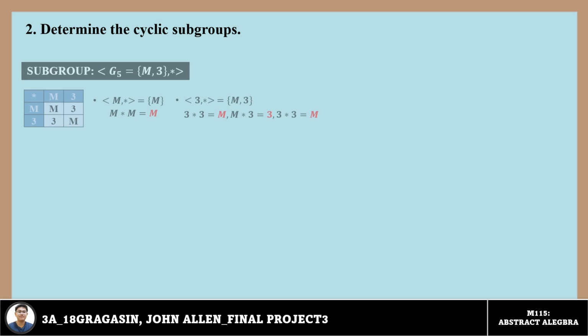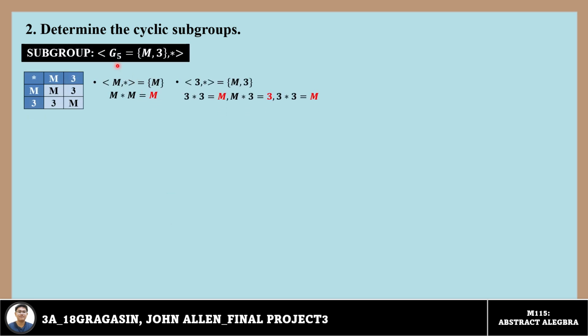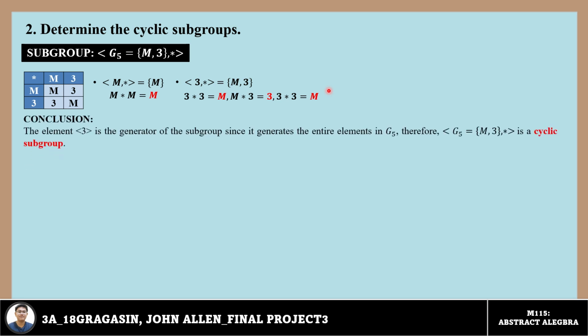Next, we will check if G sub 5 with elements M and 3 under the binary operation is a cyclic subgroup. As you can see here, M is not a generator, and then 3 star 3, we have M, and then M star 3 is 3. As you can see here, our resulting elements are M and 3, and it generates the entire subgroup G sub 5. Therefore, the element 3 is our generator in this case, and since a generator exists, we can conclude that G sub 5 is a cyclic subgroup.